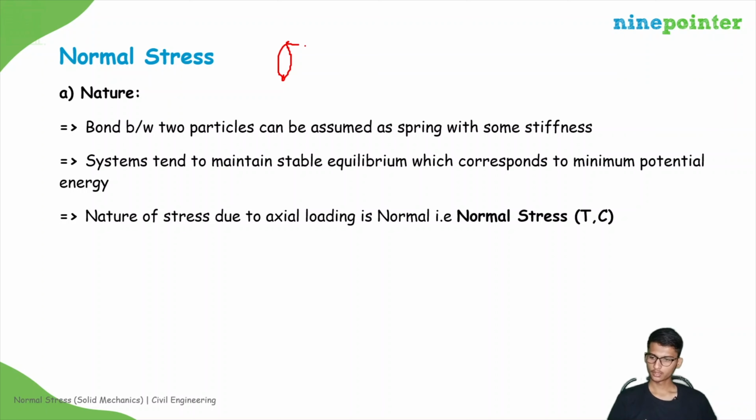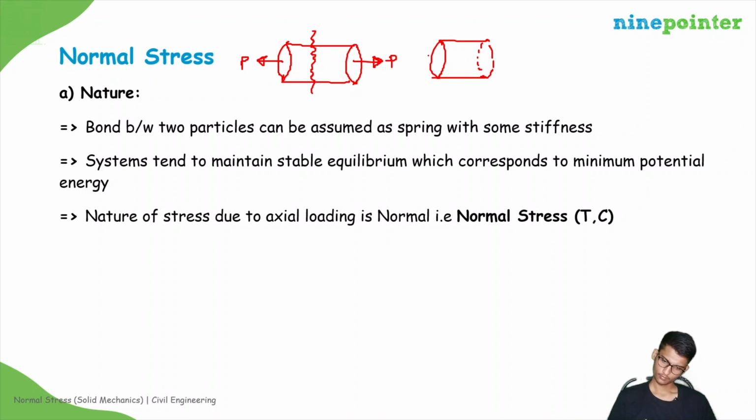If you consider a member with equal and opposite force P, as this force P is along the longitudinal axis of the member, this is an axial load. If you cut any cross section, what is the load at that cross section? This is P from equilibrium. This is also P. This force P is resisted by the particles in this cross section, so that is the reason why equal and opposite force P is created here.